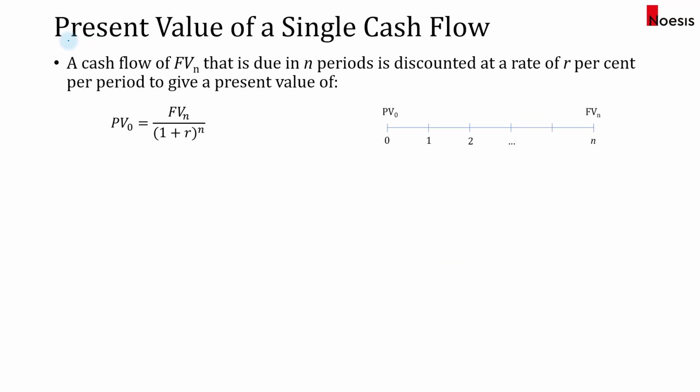Next, I will move on to the present value of a single cash flow. So now, if you know the future value, or the cash flow in the future, that is at period n, and you want to know the value of that cash flow today, which is PV sub 0, then we'll just take the future value, divide by 1 plus the interest rate, and then to the power of n.